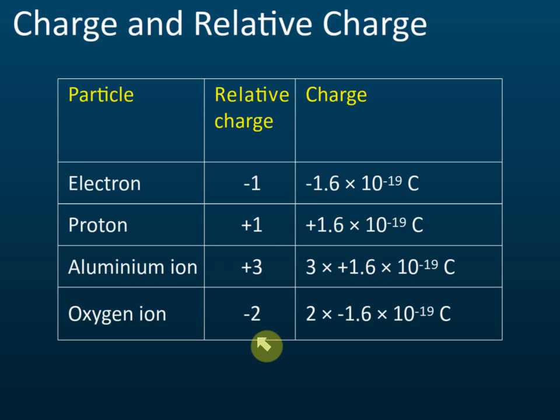But in physics we are more interested in the real charge or the absolute charge. Just so you know, that's the difference between the relative charge and the absolute charge. So for a proton, the charge is positive 1.6 times 10 to the power of negative 19, but if aluminium has relative charge positive 3, then the actual charge of aluminium will be 3 times the charge of a proton, right?